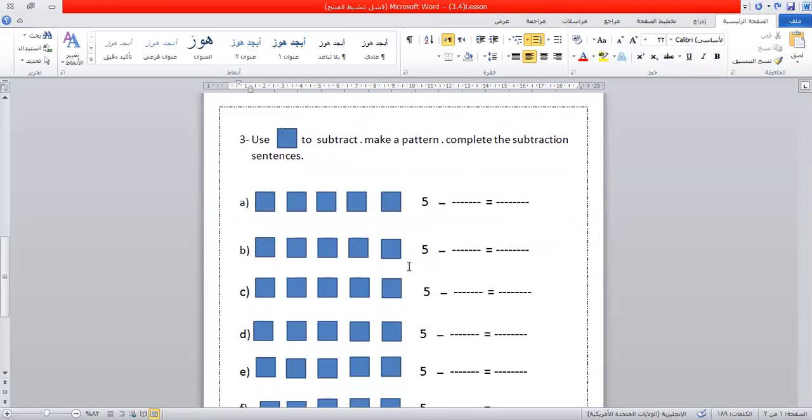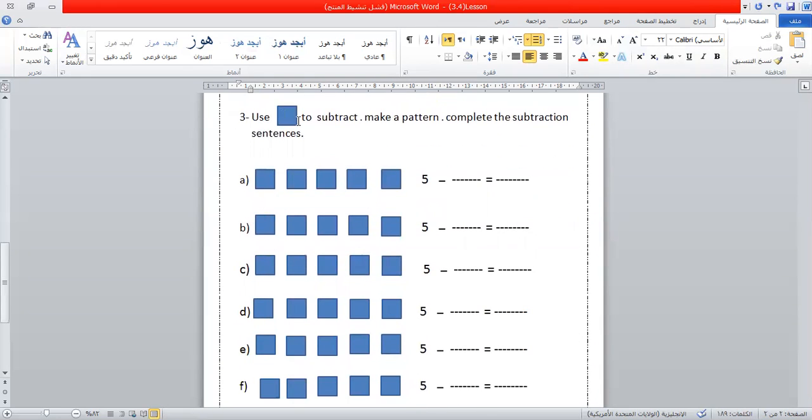Okay, let's see another question. Use the squares to subtract, make a pattern, and complete the subtraction sentence. Okay, we said that we have many ways to subtract from any number. Yes. 5 minus 0. That means that I can subtract 0 squares from 5 squares. I will not cross out any squares. So 5 minus 0 equals 5. Why? Because here I have 5 squares left without crossing out.